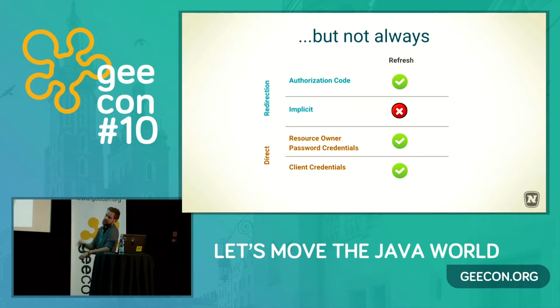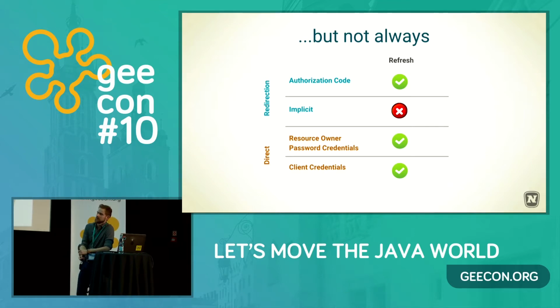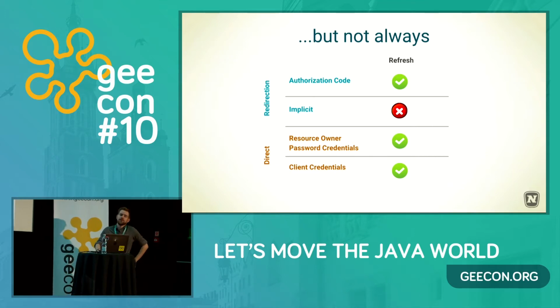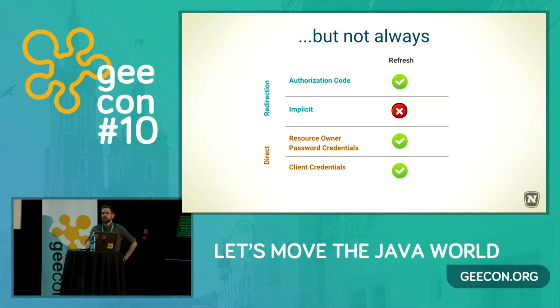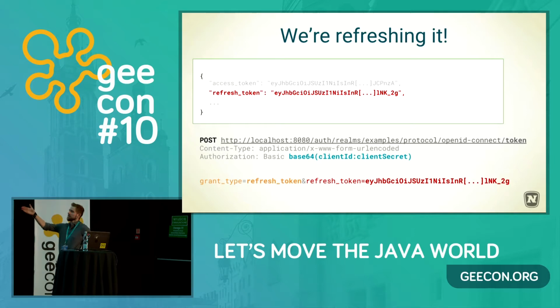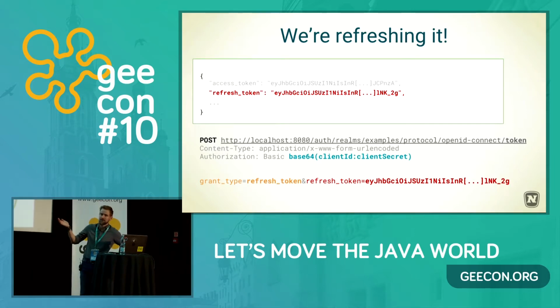It's possible to obtain a refresh token in 3 of them. So it's not possible in the implicit flow. The reason for this is that the implicit flow is a public application. In order to use a refresh token, we have to identify the client somehow. So we're going to use client ID and client secret.